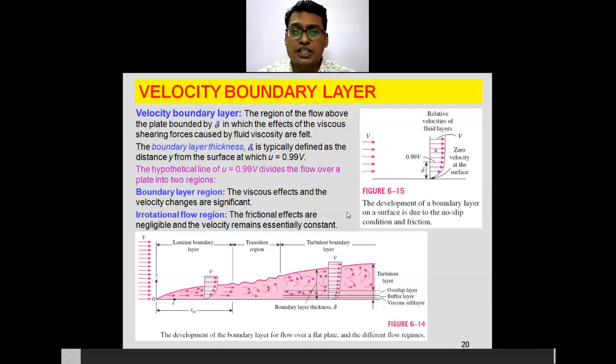Now, how the flow variation exists, and a certain boundary that is formed. There are two boundaries that we are going to consider. One is the velocity boundary layer, which is also called the hydrodynamic boundary layer. And the second one is the thermal boundary layer. So we are considering two boundary layers in this aspect of heat transfer.